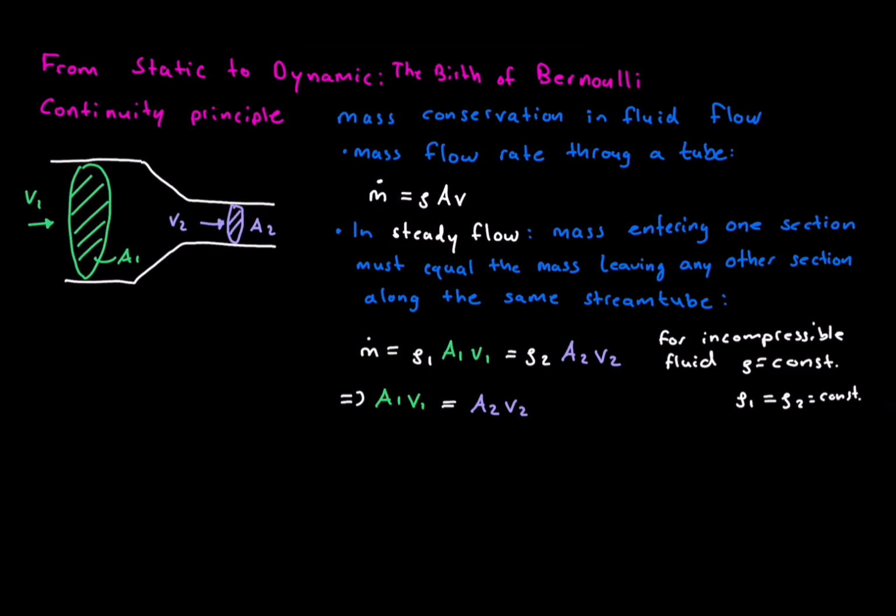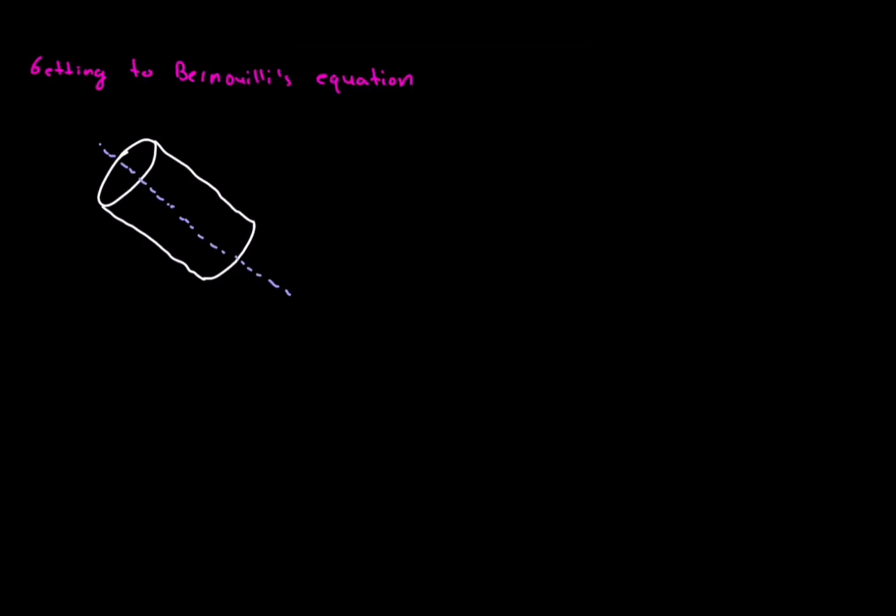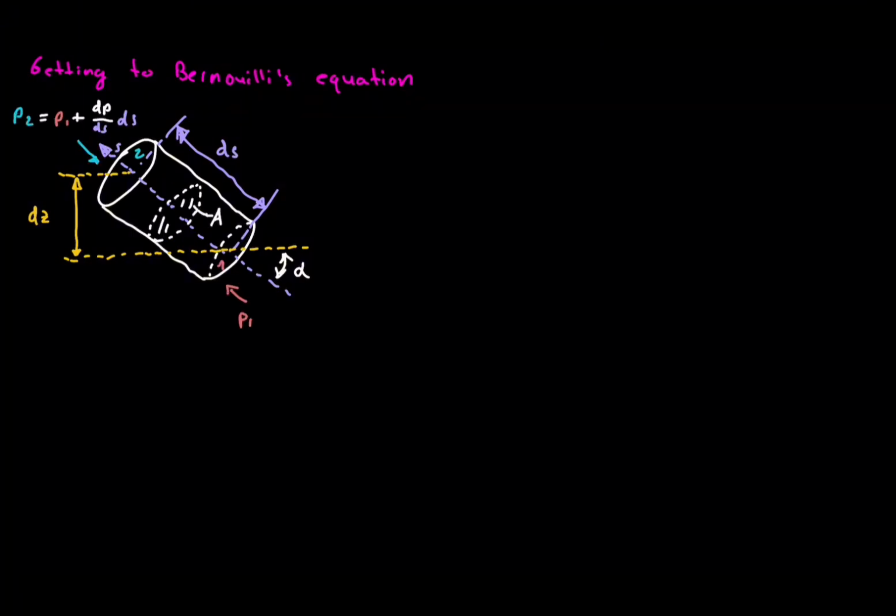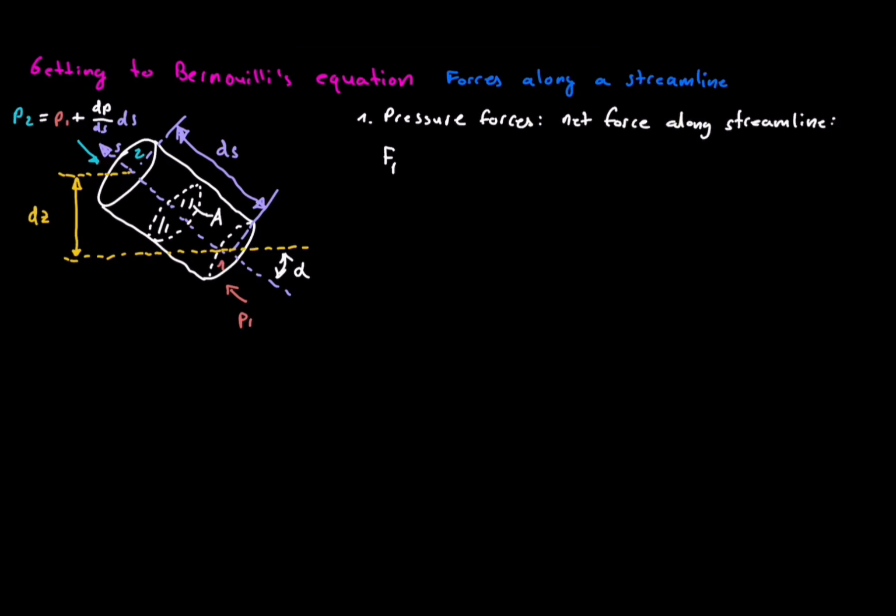Now let's look at a tiny bit of fluid sliding along a streamline. It feels two kinds of forces, pressure pushing on its faces and gravity pulling it downward. The pressure on the front face is P. The pressure on the back face is P plus the small change in P along the streamline.